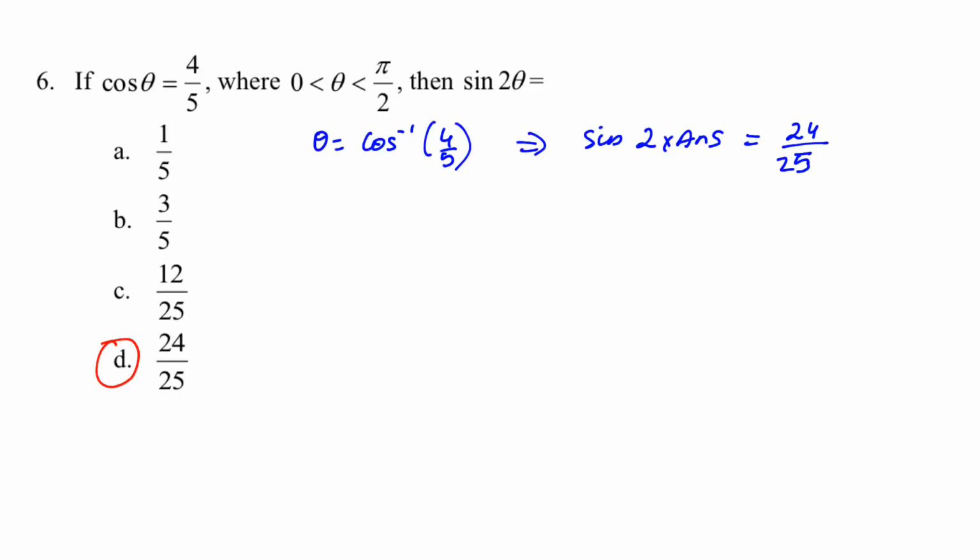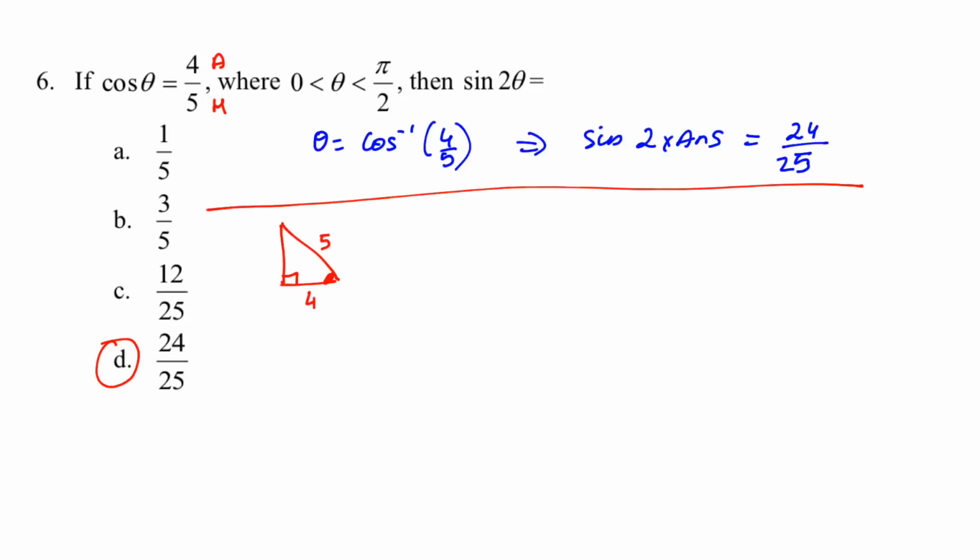If you want to do it the long way, you already have adjacent over hypotenuse. So if this is your theta, this is going to be 4 and this is going to be 5. You need to find your opposite. If the hypotenuse is given to you, you subtract the other number, square it, and do the square root thing. So opposite is 3. What is sine theta going to equal? Opposite over hypotenuse, therefore 3 over 5.